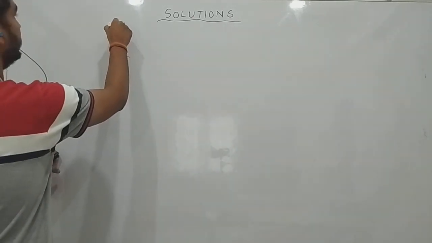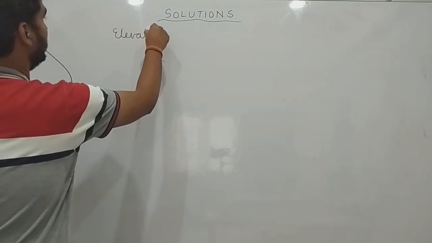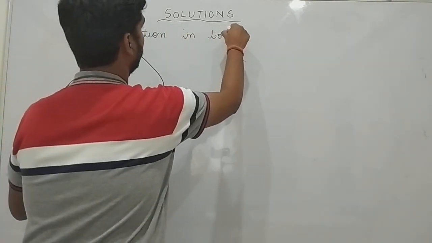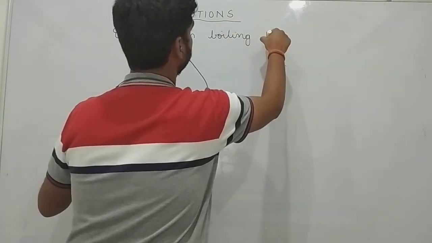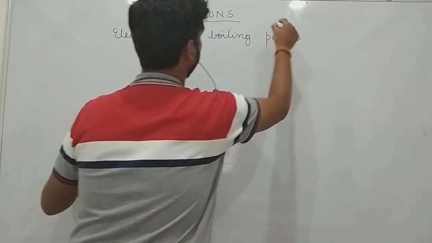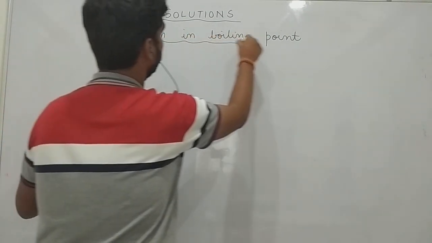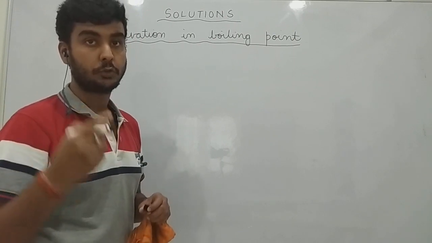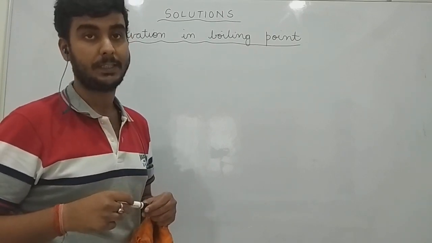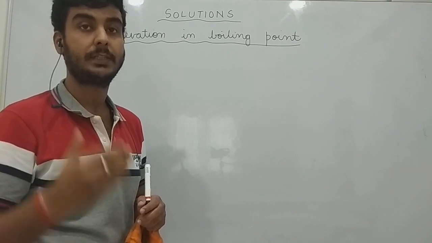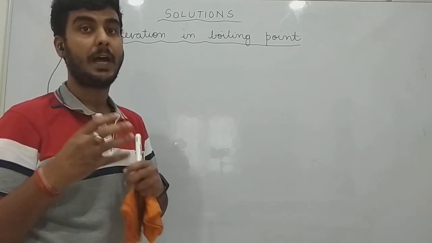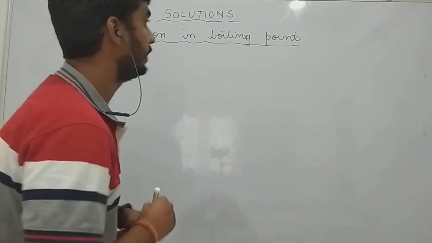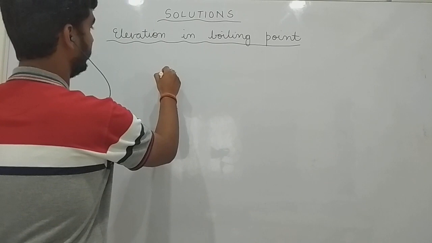So we'll be discussing elevation in boiling point. Boiling point of what? Boiling point of solution. When you mix a non-volatile solute into a solvent, then the boiling point of the resultant solution is higher as compared to the boiling point of the pure solvent. Remember this.